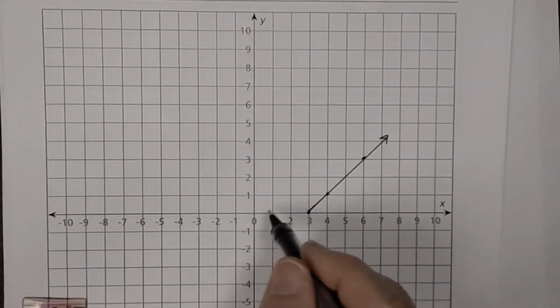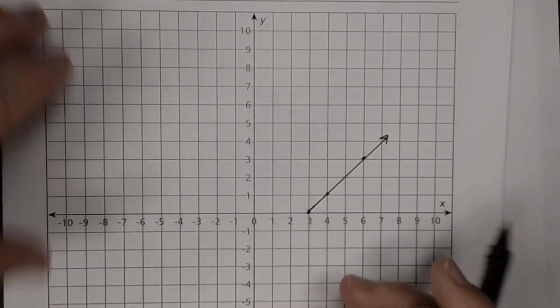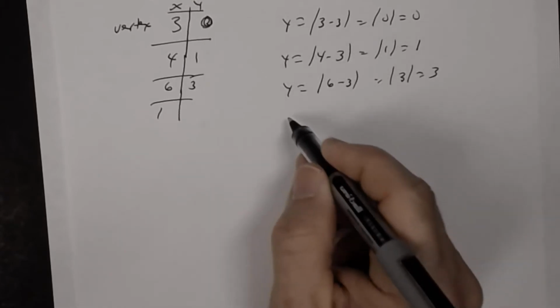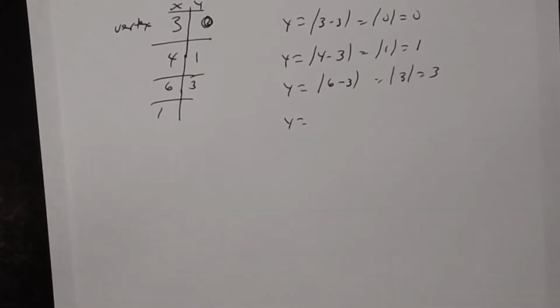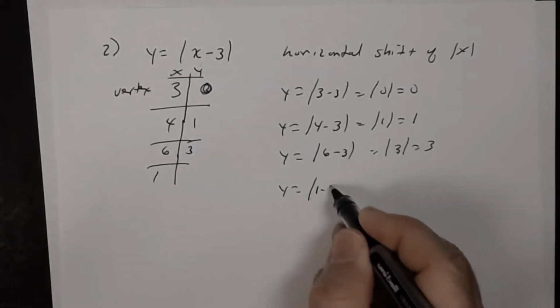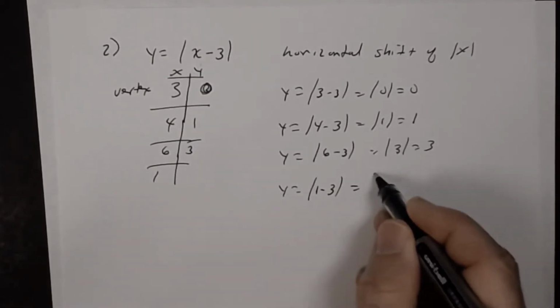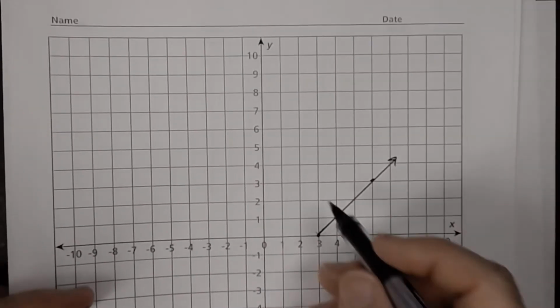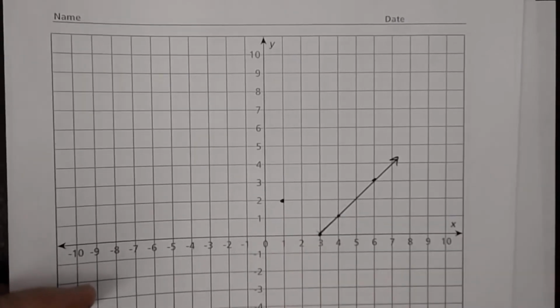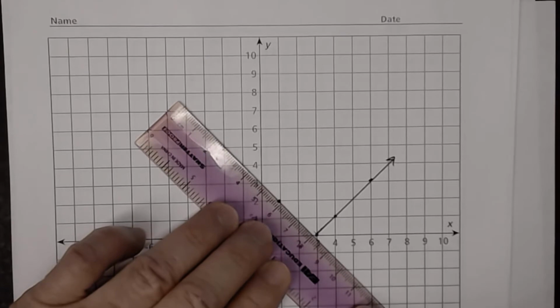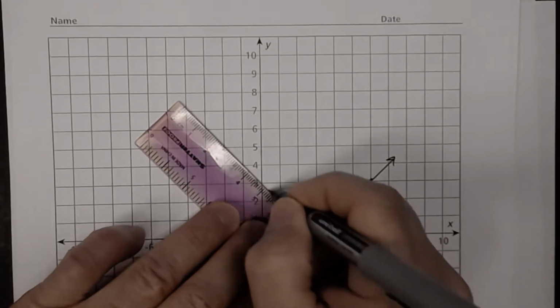And then let's pick some points on this side. Let's say 1. If x is 1, I get y equals the absolute value of 1 minus 3. 1 minus 3 is negative 2. The absolute value of negative 2 is positive 2. So I get the point 1, 2. And so I just connect those, and I get something that looks like this. Which kind of made sense, right?